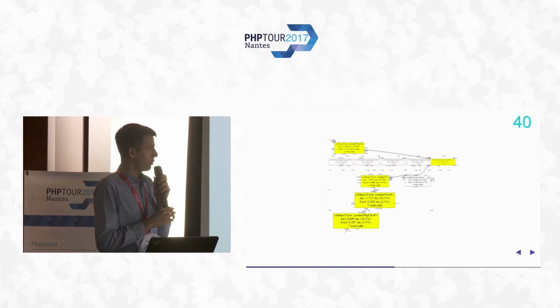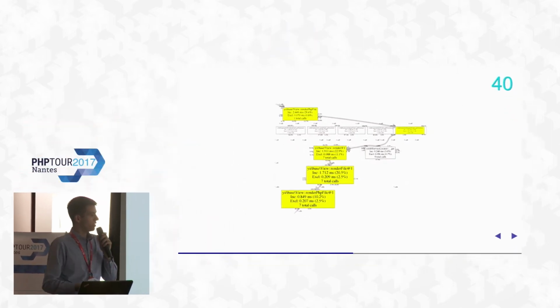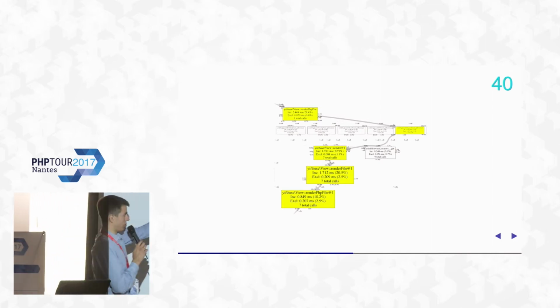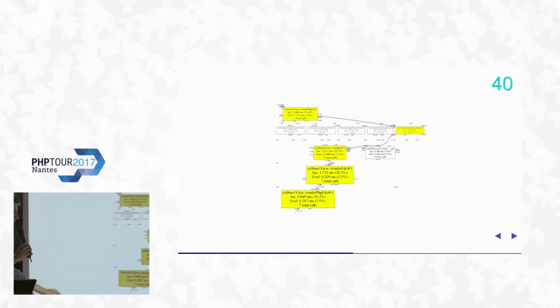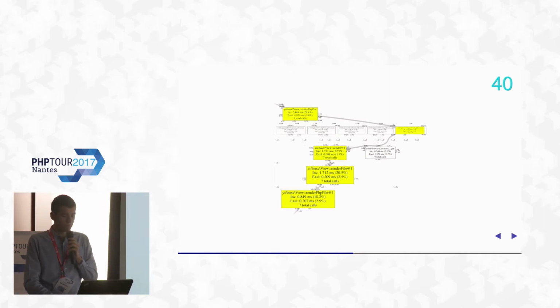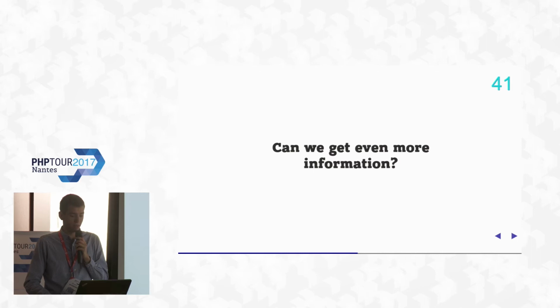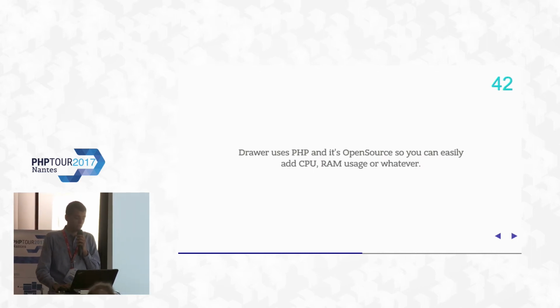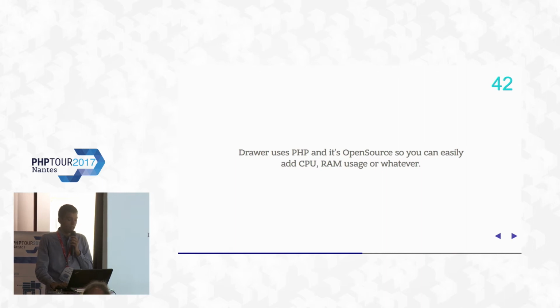There is also a thing called hot path. It's the path where the most execution time or resources were spent during the application run, so you can follow just the hot path and find the methods that cost a lot. So in case we want to get even more information, we can modify this drawer because it's open source, and we can easily add CPU, RAM usage, or whatever we want.